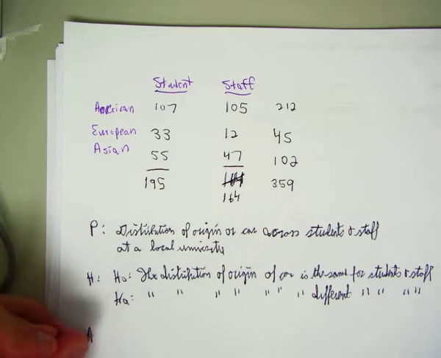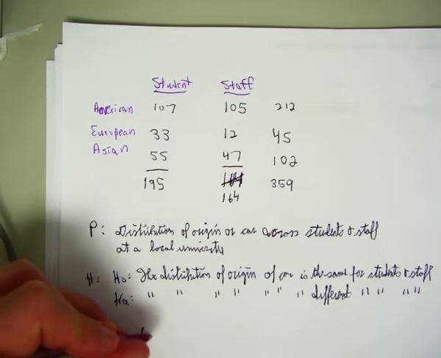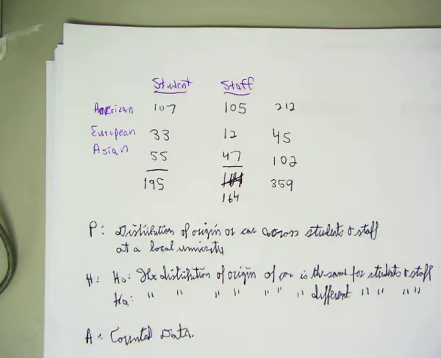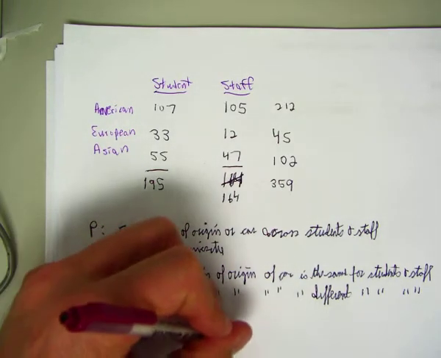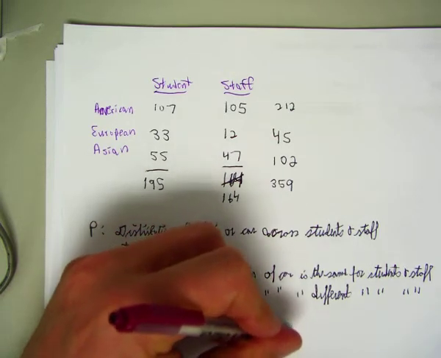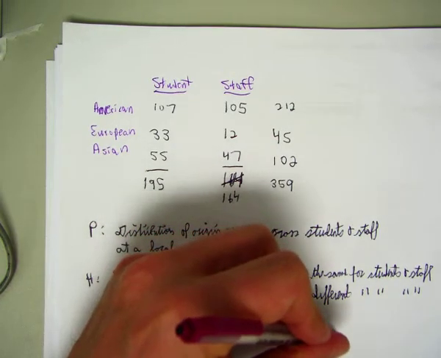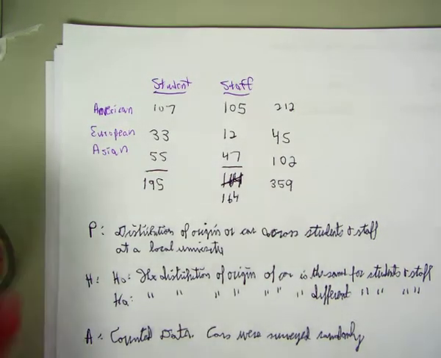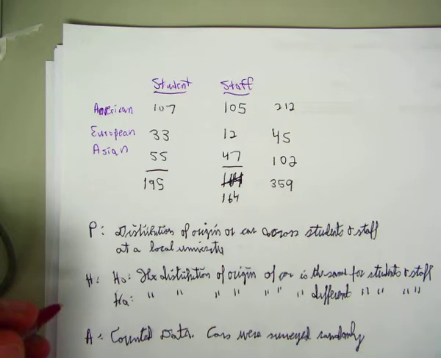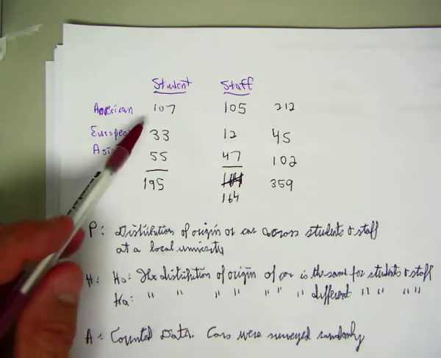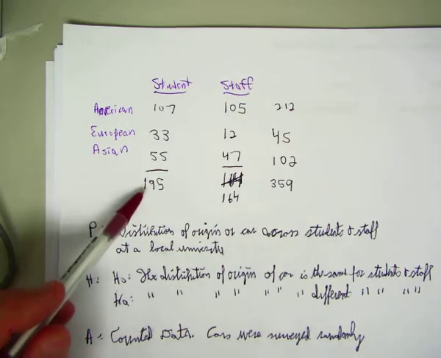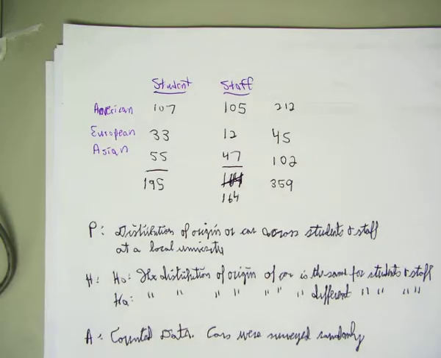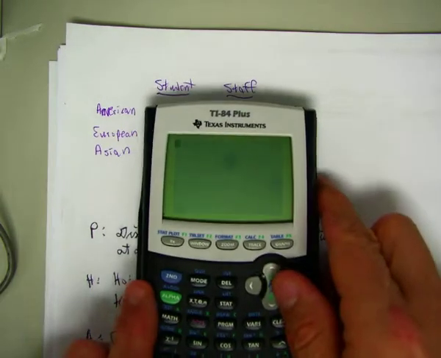The assumptions. This is counted data. Okay, cars were surveyed randomly. And then we got to do the ECF condition. Now, how you do the ECF condition is, for instance, for students, I would do the number of students divided by the total times the total number of American cars to get the American one. So I'm just going to do a couple of these.